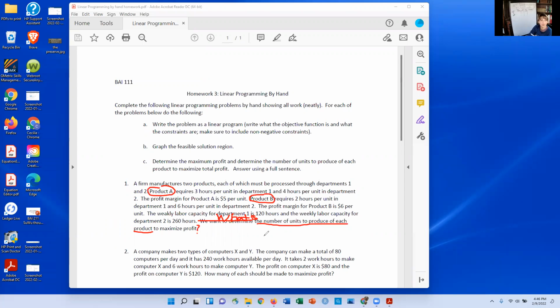So now we're going to go back and look for this relevant info. As I read through this, I see we've got 2 products and they have to go through departments 1 and 2. So I'm thinking in my head that departments 1 and 2 are relevant info, because to make this product, we're going to have to use both departments. Now I'm going to go to product A, and it says it requires 3 hours per unit in department 1.